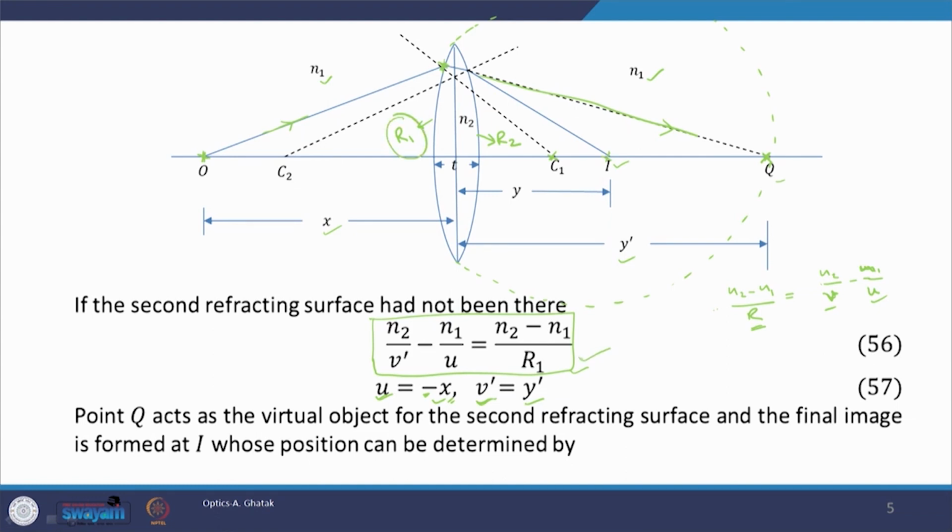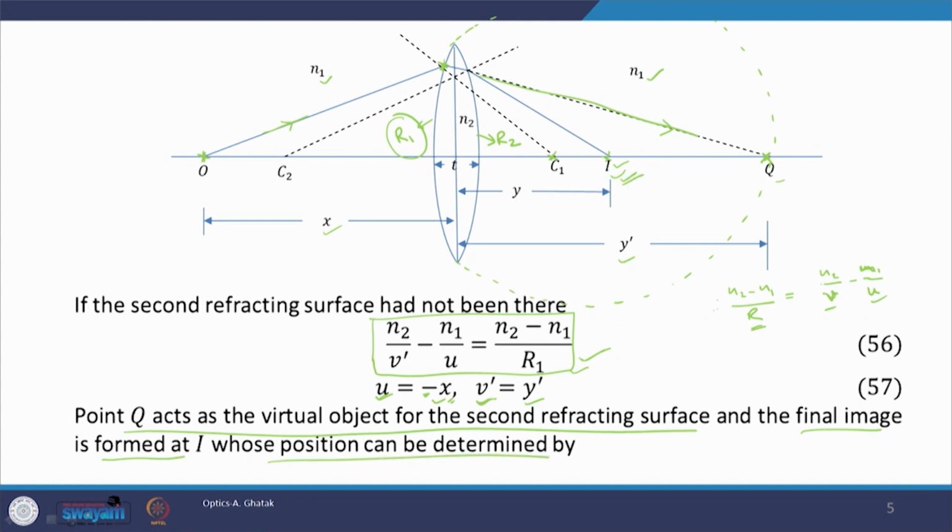Now, after this substitution, we will get equation number 56. As stated before, point Q acts as a virtual object for the second refracting surface, and the final image is formed at I here at this point. And whose position can be determined by what?